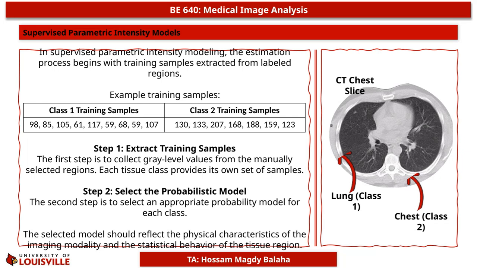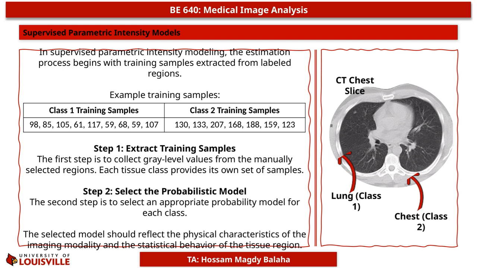The process begins with training samples taken from a CT chest slice. Here, the two classes are lung, labeled class 1, and chest, labeled class 2. The first step is to extract the gray level values from manually selected regions. Each tissue class contributes its own collection of samples. For the lung, the examples include values such as 98, 85, 105, and 61. The chest region provides a different set, including values such as 130, 133, 207, and 168. These samples represent the observed intensity behavior of each class.